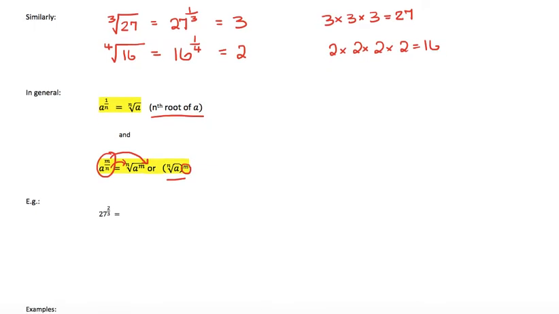Similar to this example, have a look here. 27 to the power of 2/3. What does that mean? So that means that it is the cube root of 27 to the power of 2. So the cube root of 27 is 3. And then I need to put the power of 2 there. So 3 squared would be 9.